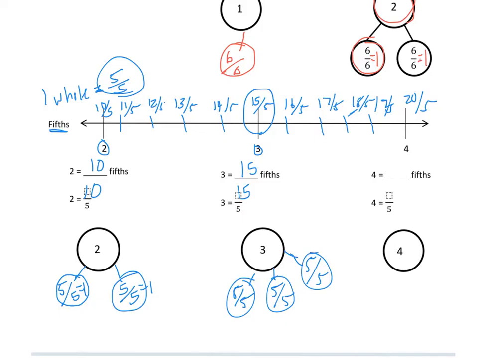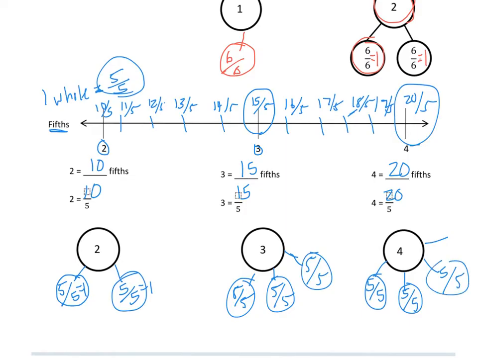And I'll do the same thing for 4. I'm looking at 4, and I have 20 fifths. And it's 20 over 5, or 20 fifths as a fraction. And then I have to do 4 of these. And each one is going to be 5 over 5, or 5 fifths, because that's what we're talking about in terms of our units for one whole. Because the numerator and the denominator are the same number, I know that it's one whole.